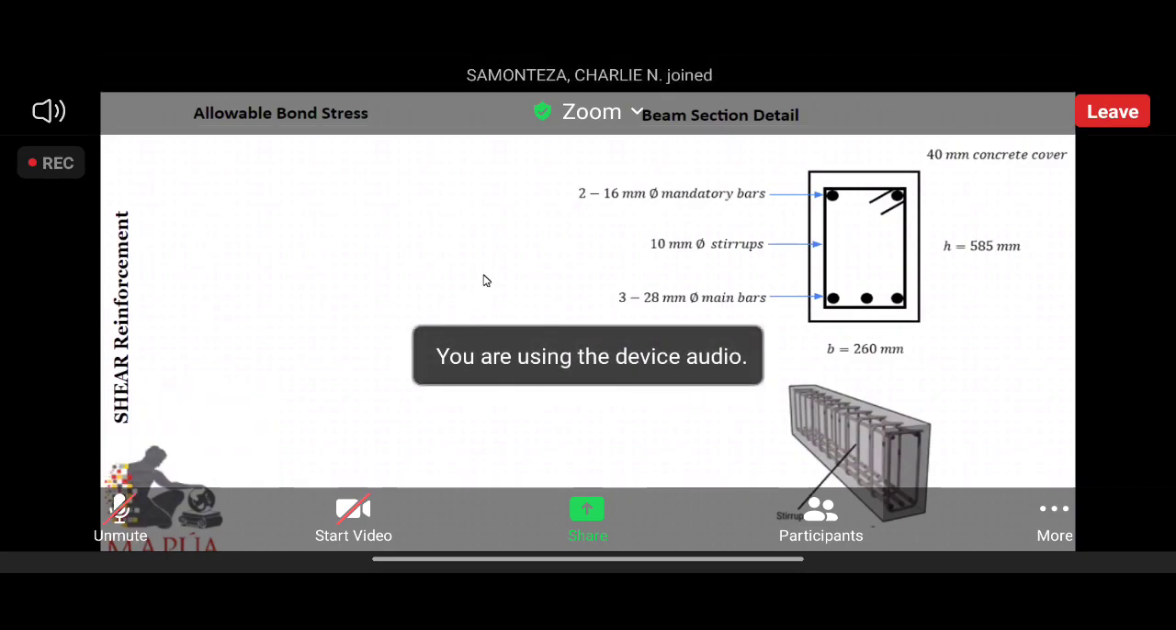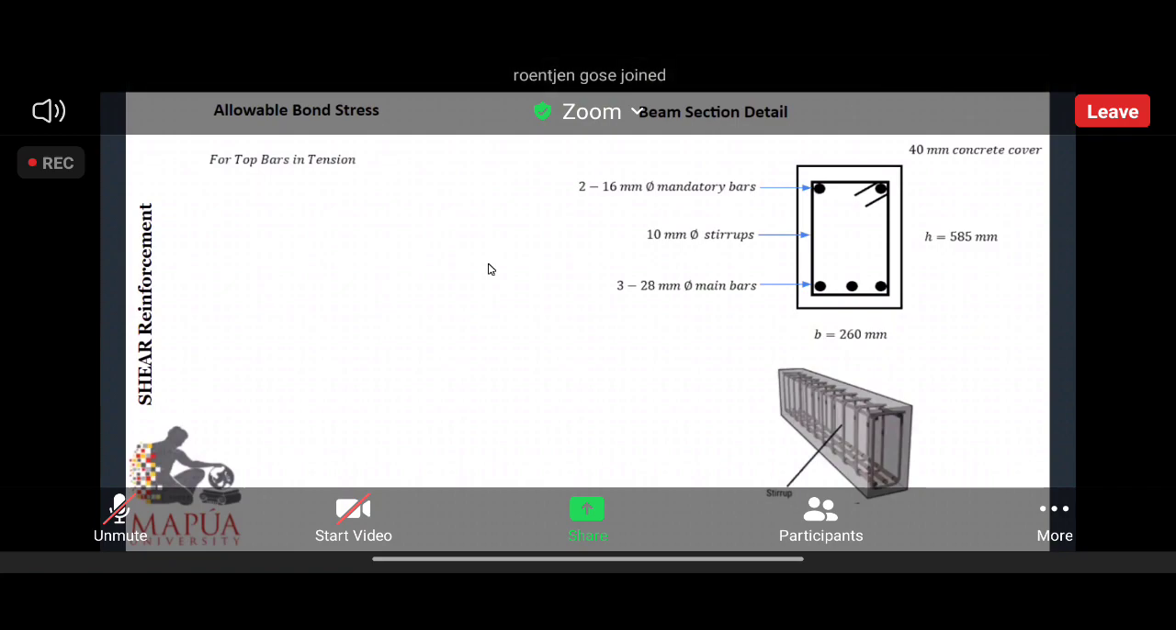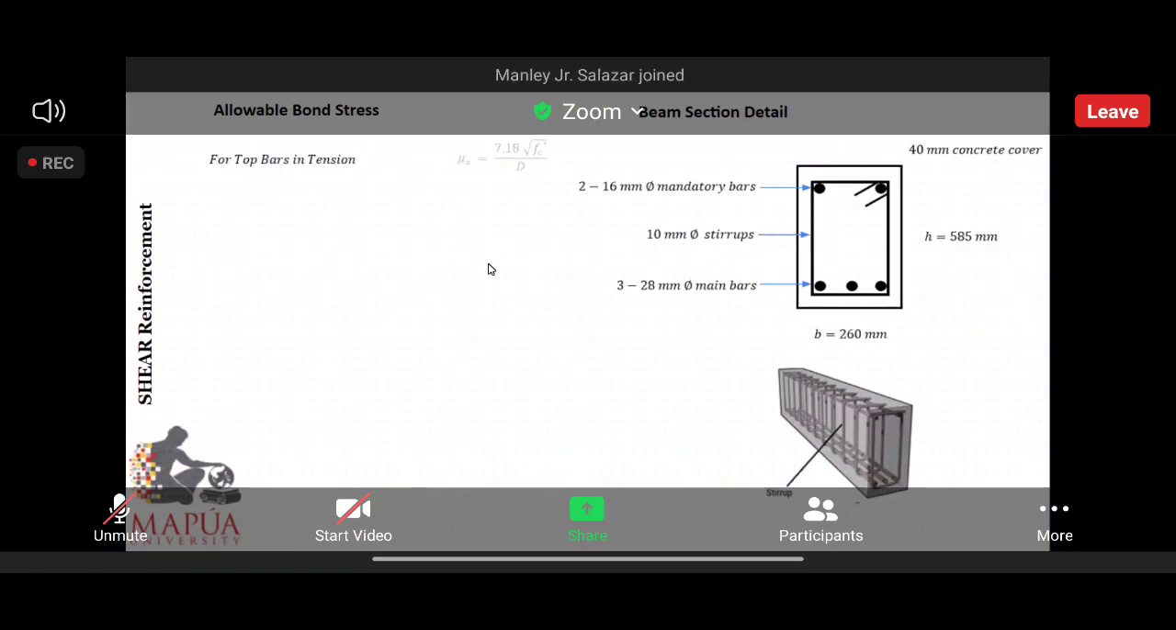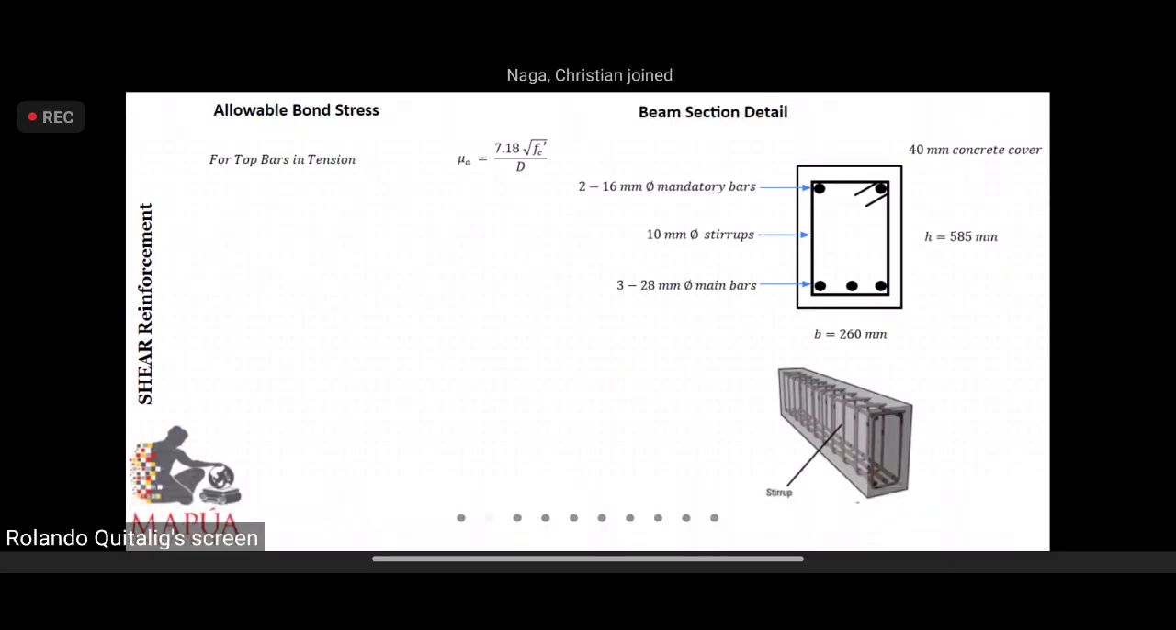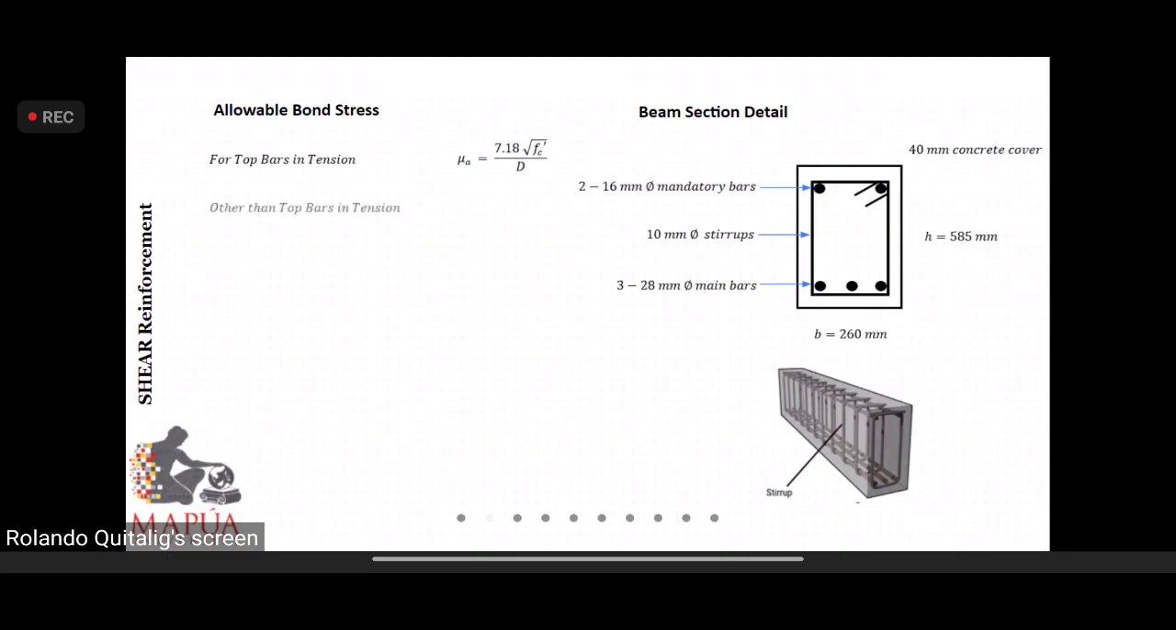These are the allowable bond stresses here. For top bars in tension, the allowable bond stress, notated as Greek letter mu sub a, is equal to 7.18 square root of fc' over the diameter of the bar in consideration. Other than top bars in tension, that will be mu sub a equal to 10.14 square root of fc' over D. For all compression bars, that will be mu sub a equal to 0.54 square root of fc'.